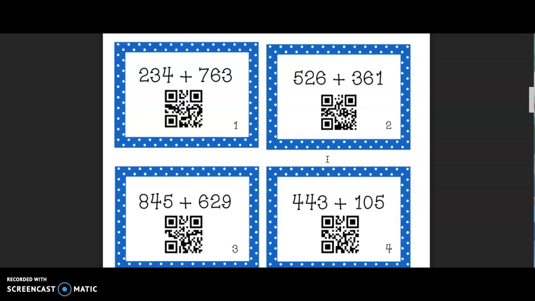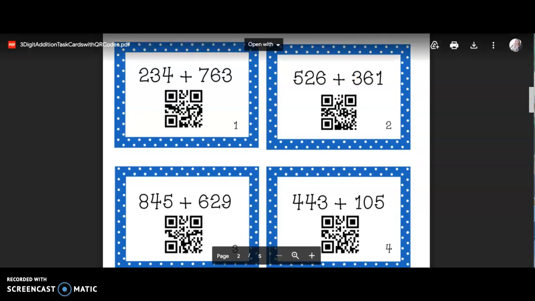Okay, if you need to pause it, go ahead and do so. I'm going to go ahead and talk about number 4. So it's the bottom right-hand corner. I have 400 plus 40 plus 3, 100 plus 0 plus 5. I added 3 plus 5 and I got 8. I added 40 plus 0 and got 40. I added 400 plus 100 to get 500. So my answer is 548. At any point in time, you needed to pause that if you still needed to work on the problem.